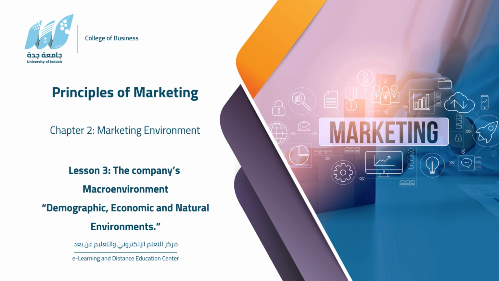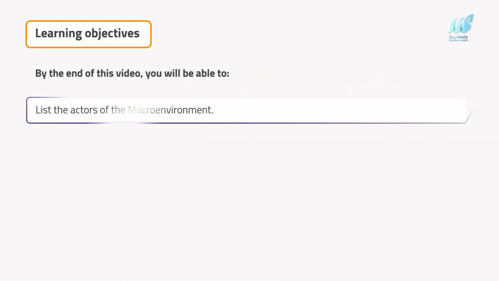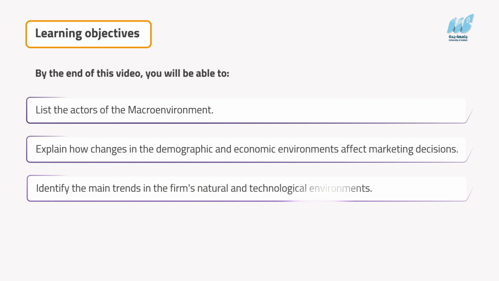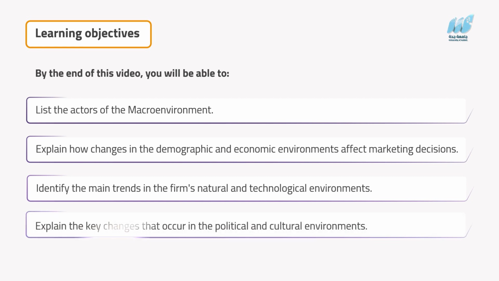In this video, we will talk about Chapter 2, Marketing Environment, Lesson 3, the company's macro environment: demographic, economic, and natural environments. By the end of this video, you will be able to list the actors of the macro environment, explain how changes in the demographic and economic environments affect marketing decisions, identify the main trend in the firm's natural and technological environments, and explain the key changes that occur in the political and cultural environments. Let's start.